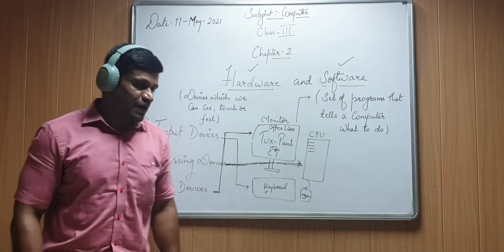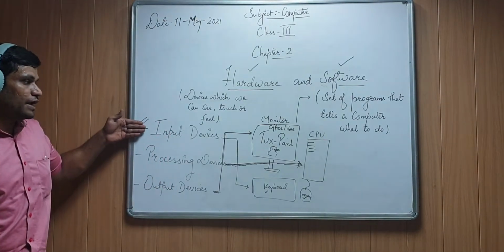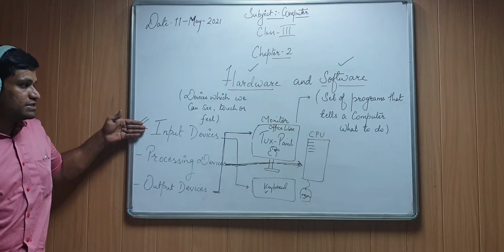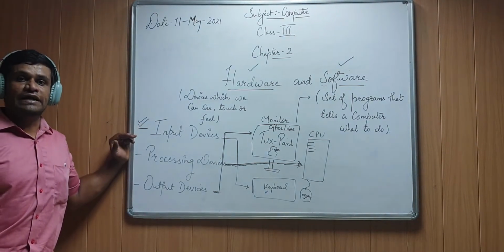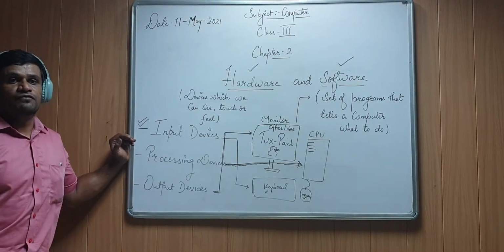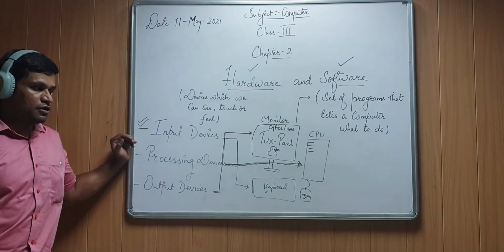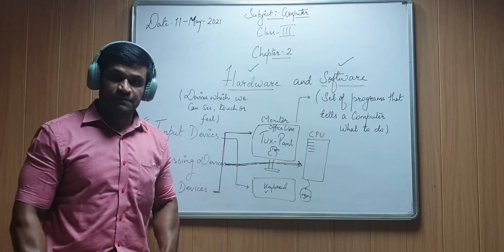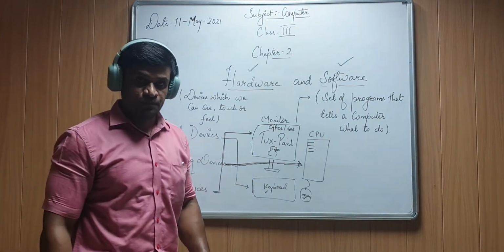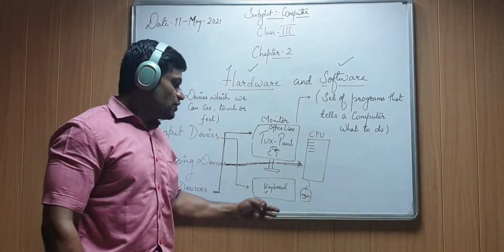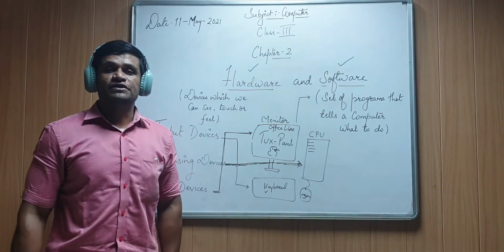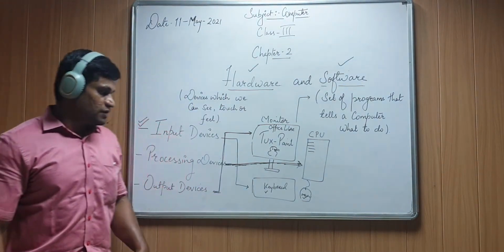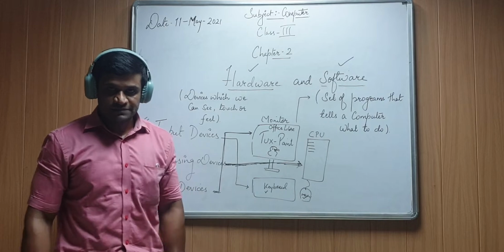And what are those 3 parts? The first is your input device. Those devices which are used for providing input. Those hardware which are used for providing input. For example, your keyboard or your mouse. We have other input devices also. But in a common system, we have keyboard and mouse which work as input devices. So they are input device hardware.